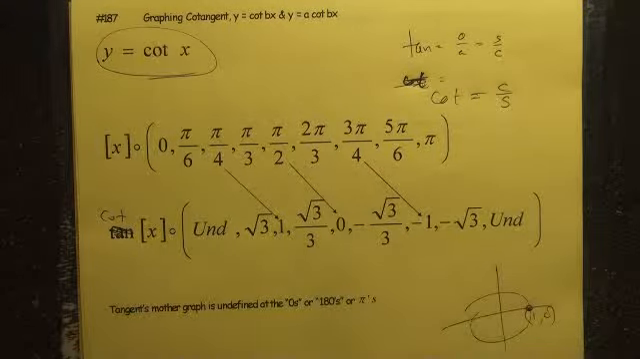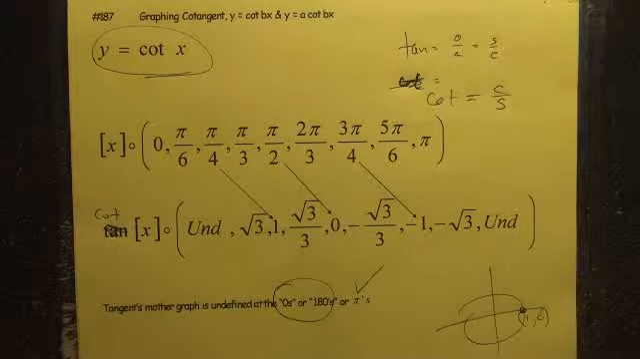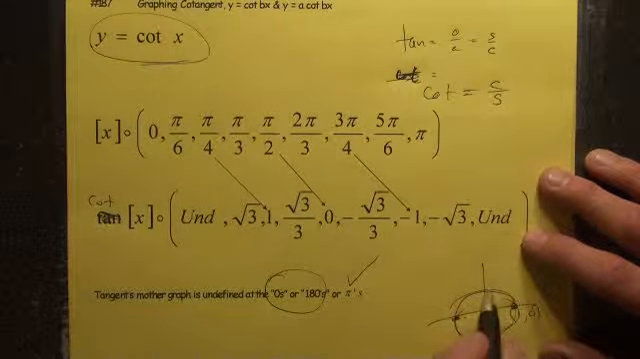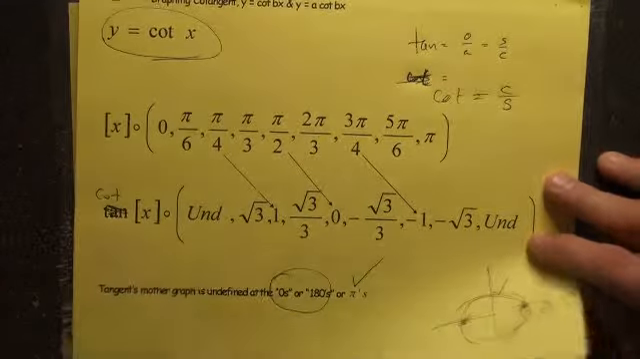So you end up with a slightly different graph. You end up with undefineds at the zeros, or in other words, at the 180s, at all the pi: 0, pi, 2 pi, 3 pi, 4 pi. You end up with all the undefineds at these spots, rather than tangent's undefineds at the 90s, as I called them in the other videos.